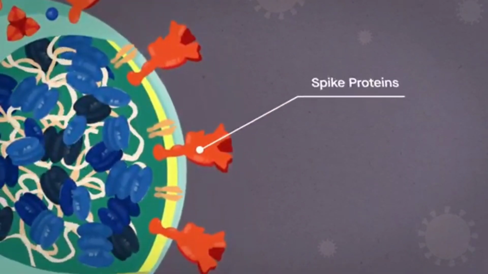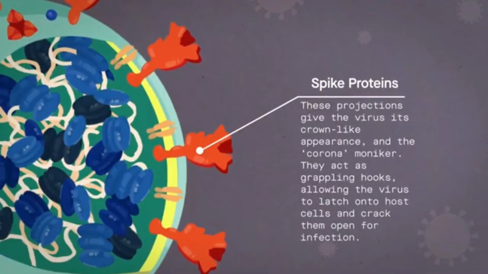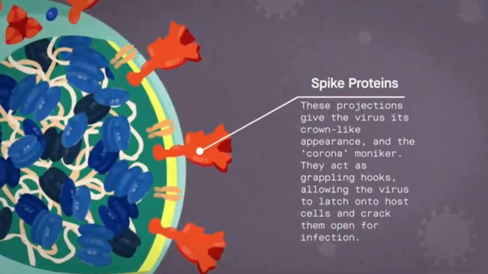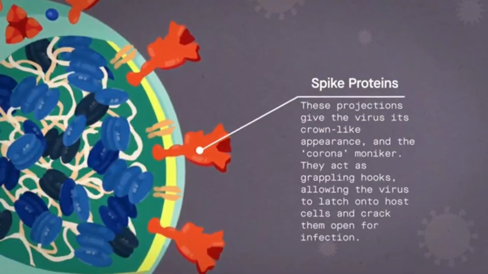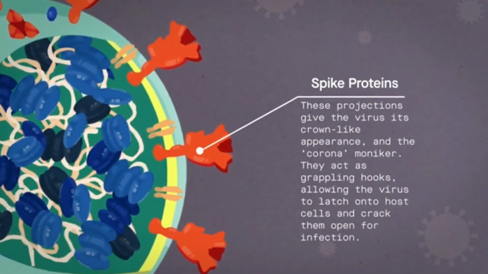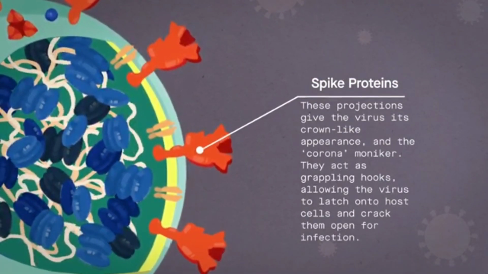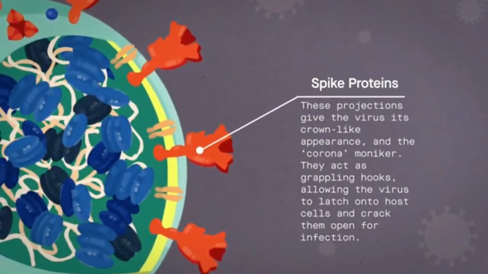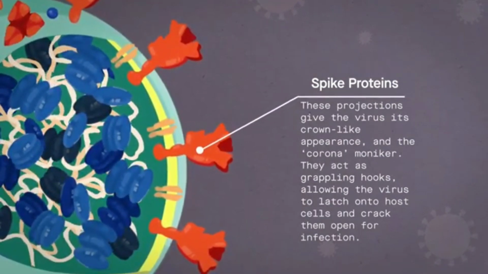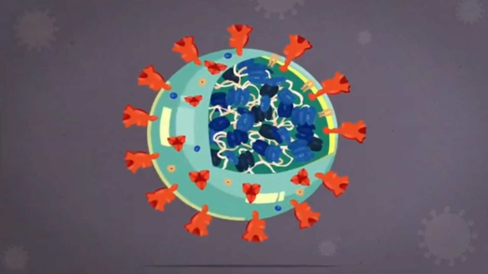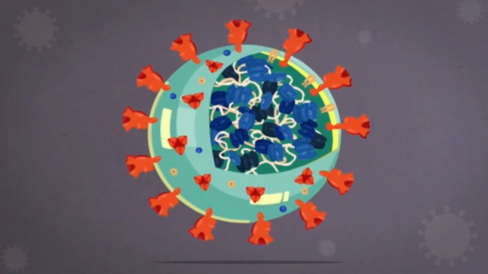The bulbous projections seen on the outside of the coronavirus are spike proteins. This fringe of proteins gives the virus its crown or halo-like appearance under the microscope, from which the name corona is derived. The spike proteins act as grappling hooks that allow the virus to latch on to host cells and crack them open for infection. Like all viruses, coronaviruses are unable to thrive and reproduce outside of a living host.